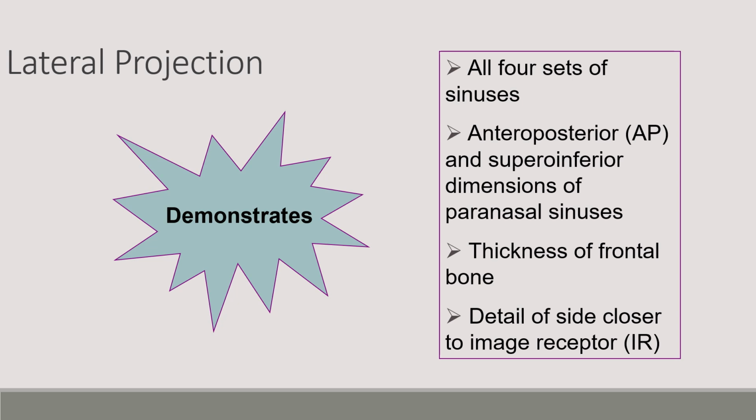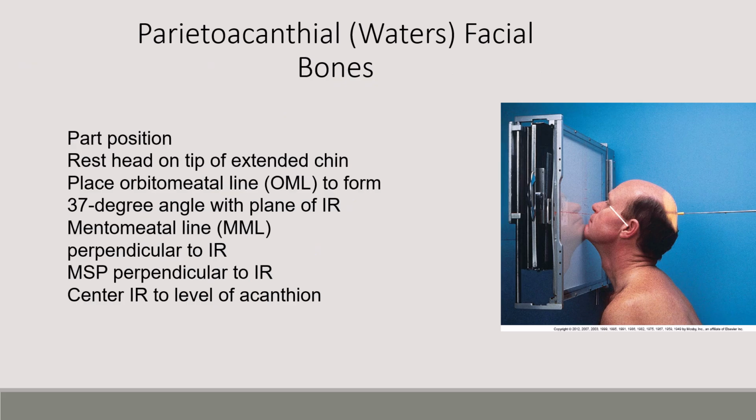Detail is best on the side closer to the image receptor. So what that means is you're not always doing a left lateral. You need to evaluate patient history. If they have contusions on the right side of their face, you need to do a right lateral rather than a left lateral. If they have contusions all over their face, you might consider doing both laterals. The facial bones of the side closest to the image receptor are going to show up in better detail.